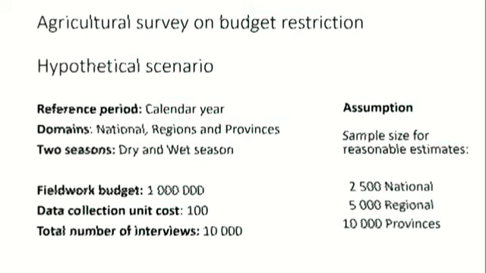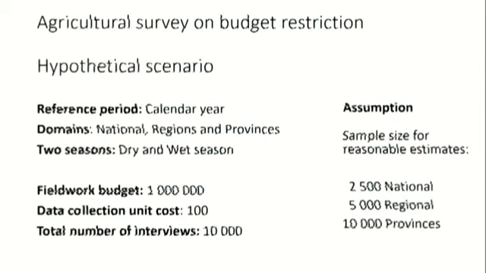Interest on domains on national, region, and provinces. Two seasons, dry and wet season. And we are talking about a cost-efficient way to collect data.